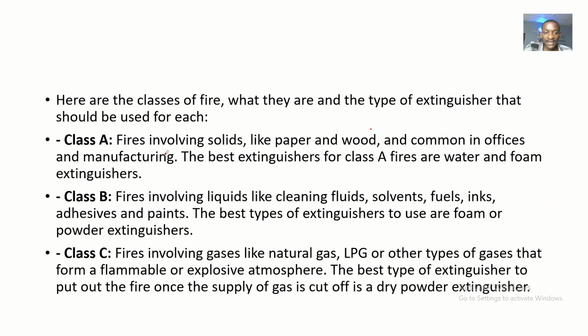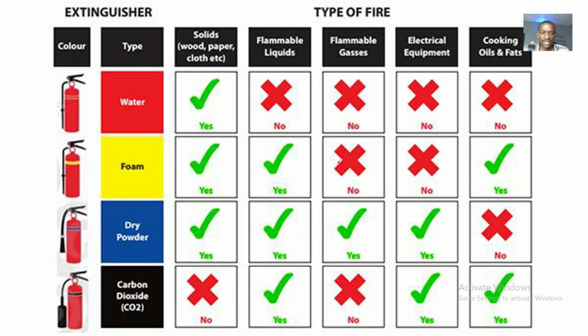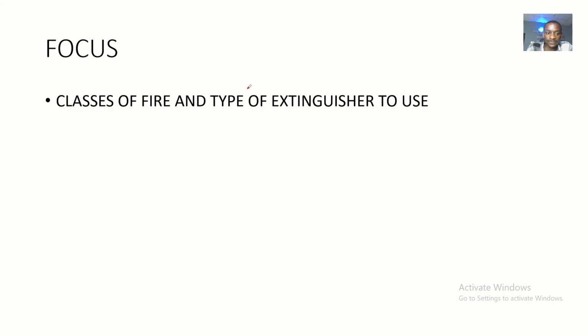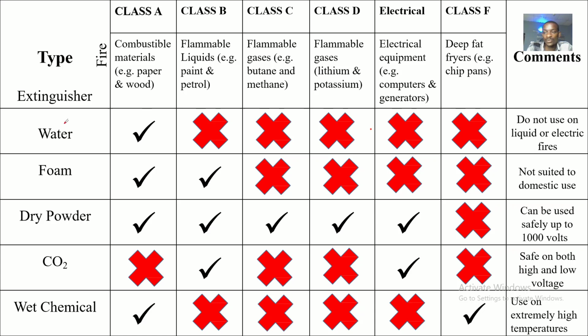The class A, we said that it involves solids like what? Paper, wood, and is common in offices and manufacturing sites. Okay. So the best extinguisher for class A fires are what? Water and foam extinguishers, right? So type of fire is still class of fire, right? You see here. So you can use water and foam. But this image is not really in depth to what I need. This one will be in depth.